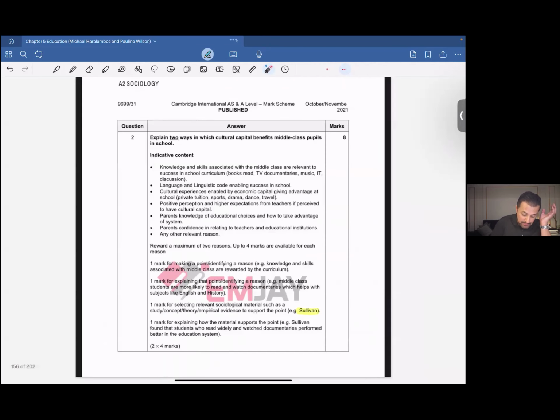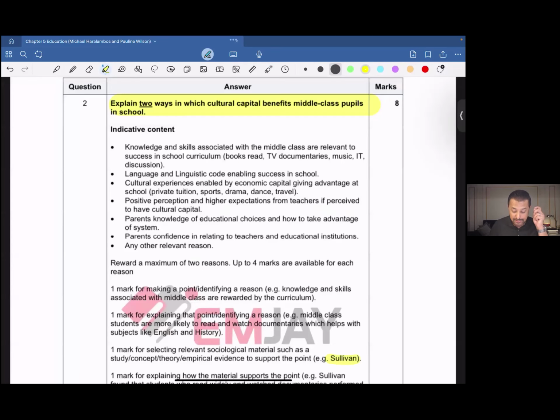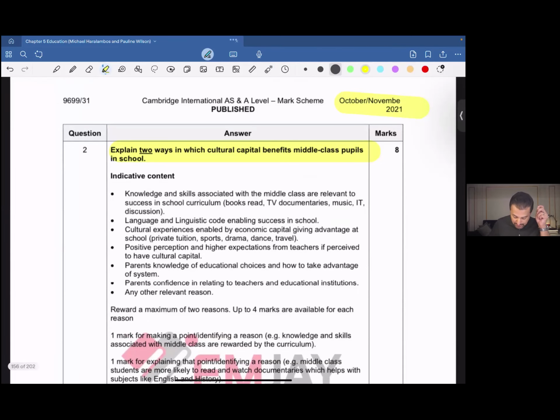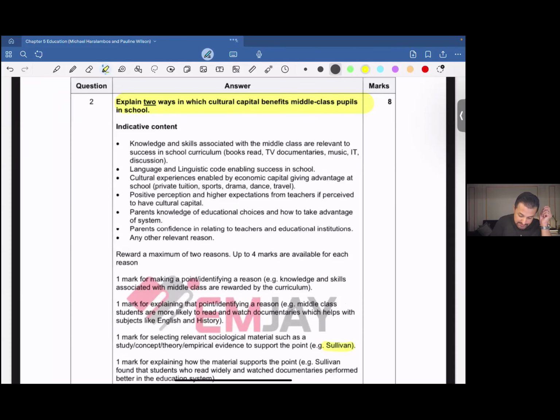Another question, if I may show, this question that we had in October, November 2021, the question over here is an 8-mark question. And the question reads, explain 2 ways cultural capital benefits middle class pupils. Now, over here, you're getting the first mark for identifying, the second mark for explaining, the third mark for selecting relevant sociological material, and the fourth mark to explain how the relevant sociological material you've chosen does actually go in line with the question.